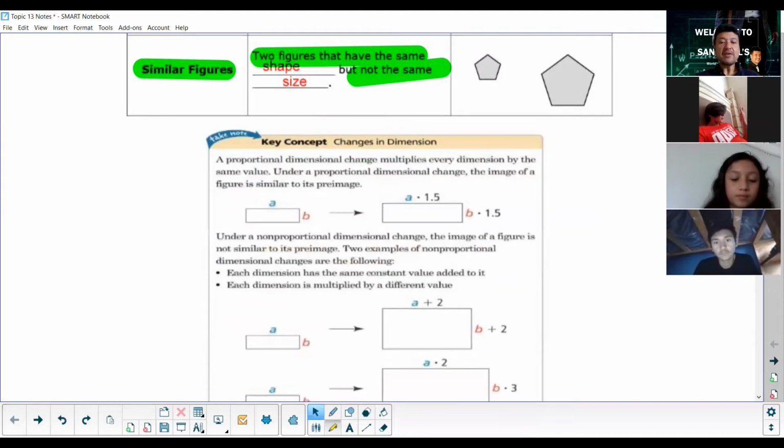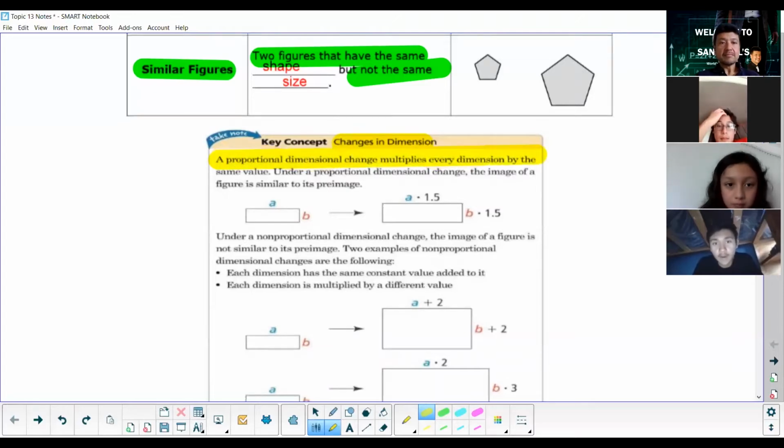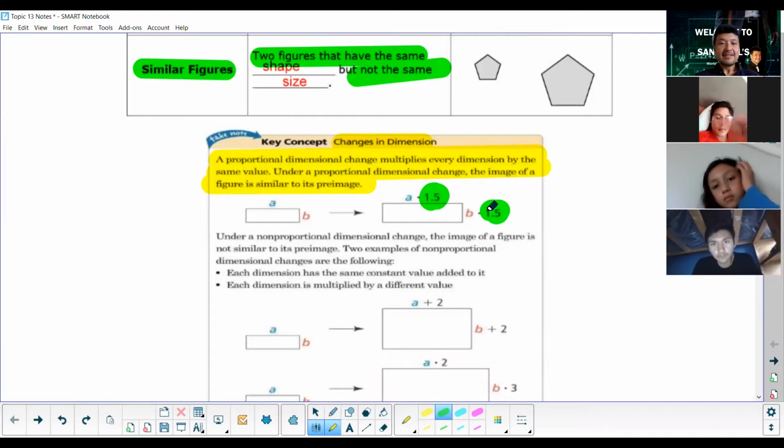So, Marcus, go ahead and read the next vocabulary term, which is changes in dimension. A proportional dimension change multiplies every dimension by the same value. Under a proportional dimension change, the image of a figure is similar to its pre-image. Okay, good. So, what is this 1.5 saying? A change? Yeah, by how much? 1.5? Yeah, so that means that when you're looking at a change in dimension, it's direct. You just multiply it exactly the same.